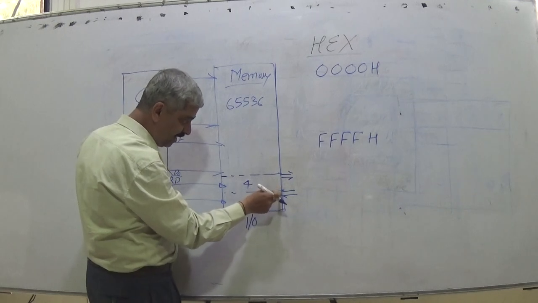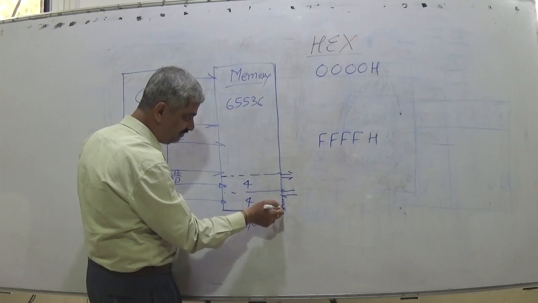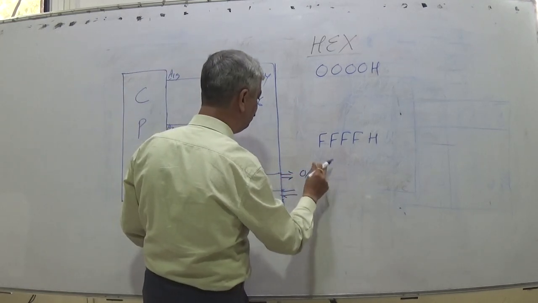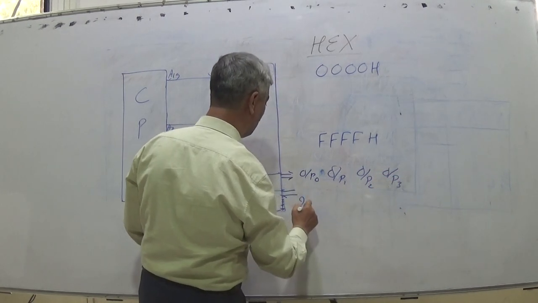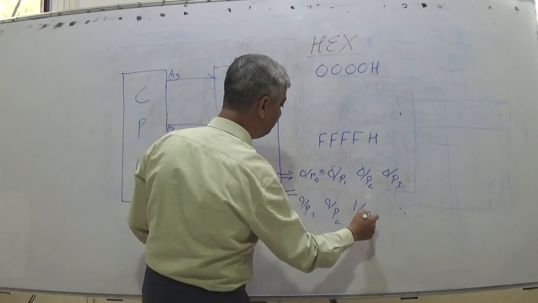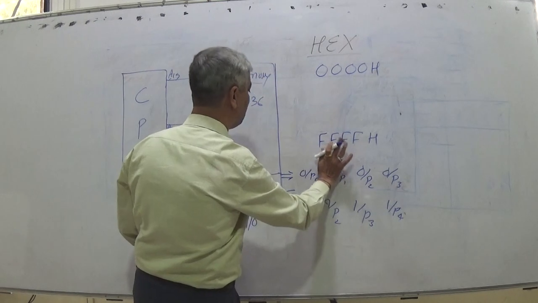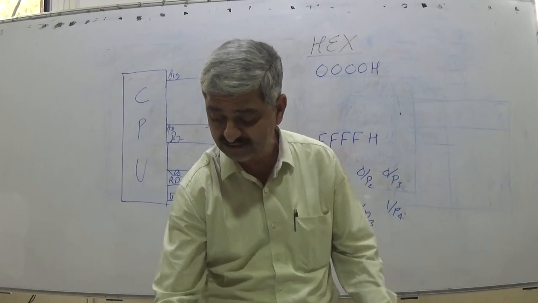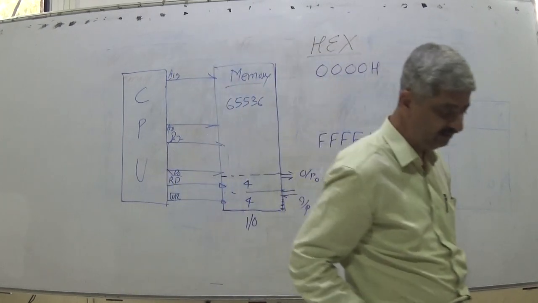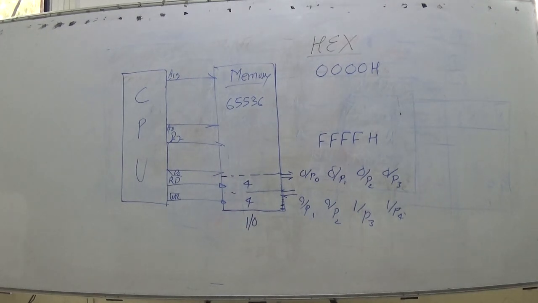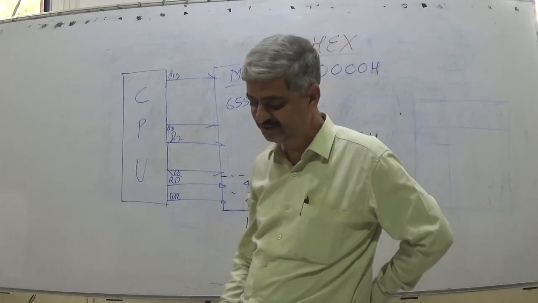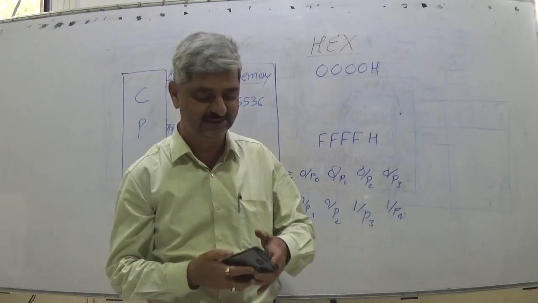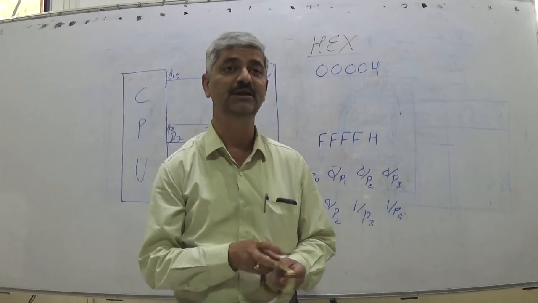But if there are 8 input lines, these are 8 different input lines. So this is called output port 0, output port 1, output port 2, output port 3, like input port 1, input port 2, input port 3, input port 4. So input and output ports are just like memory locations, but their pins are accessible to the human being. For an output port, the system makes the pins 1 and 0, which the human being can use. And for an input port, the human being keeps the pins 1 and 0, which the microprocessor can read. So I/O ports are just like memory locations, not at all different. The only difference is that these are accessible to the human being.